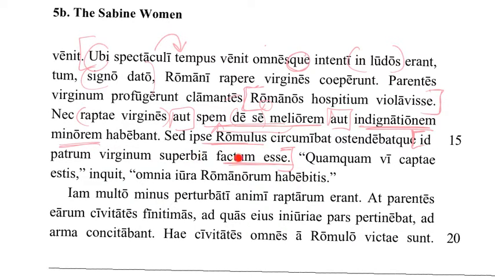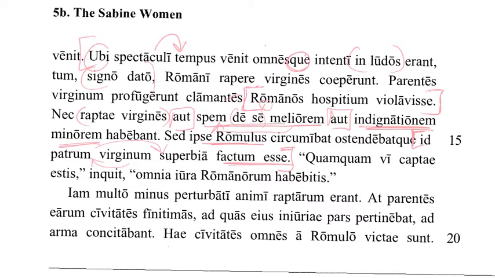Superbia is ablative because factum esse is a passive infinitive. So this thing was done. Why? Why did this thing come about? On account of the superbia of who? Of this genitive phrase. Superbia, patrum, and then virginum goes there. So on account of the superbia of the patrum of the virginum.